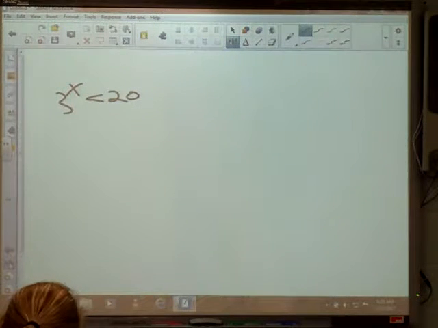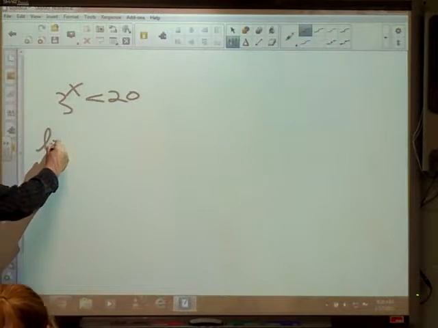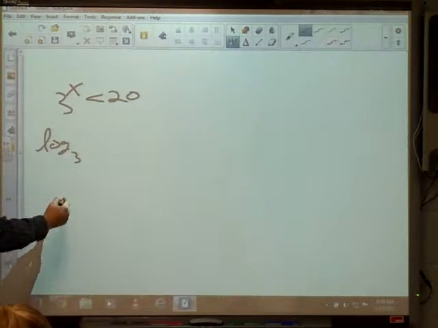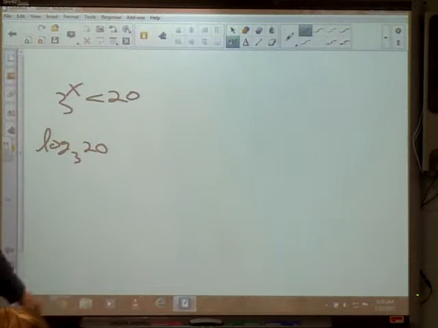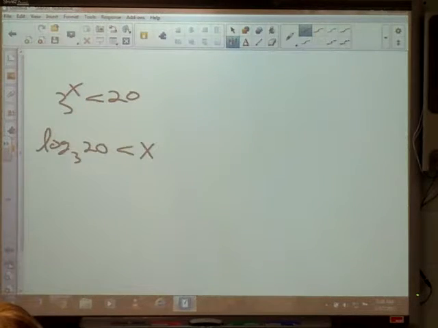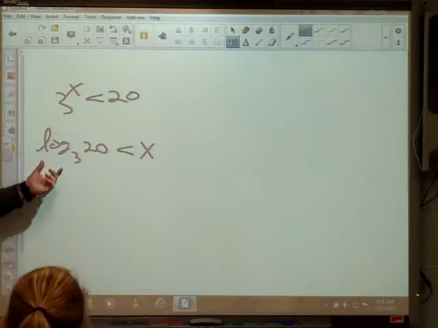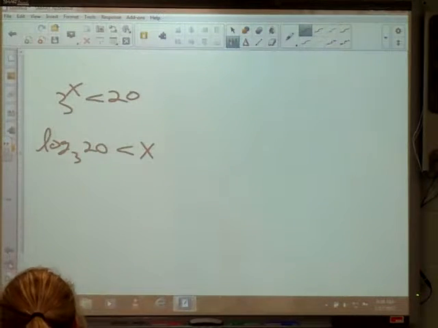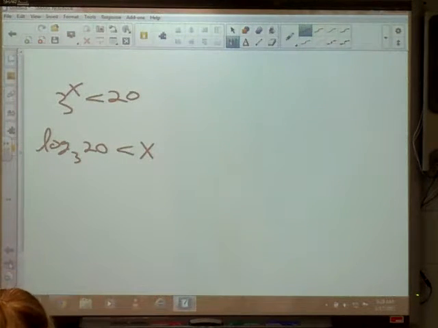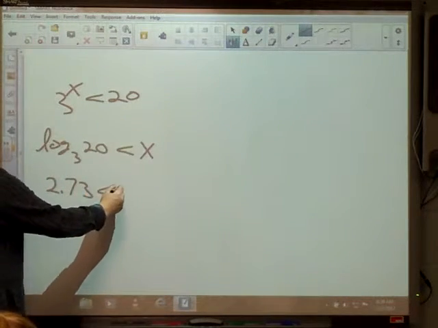We did one like this in our notes that had an equal sign. But in log form. Good, Kylie. So log base 3 of 20 is less than x. I just kept the sign like it was. Okay, so what's log base 3 of 20? 2.73 is less than x.